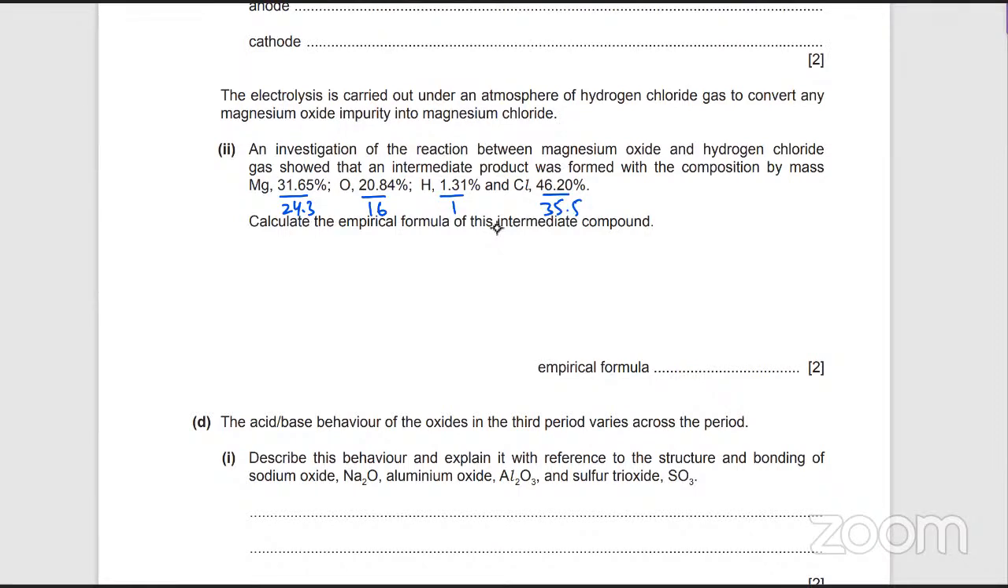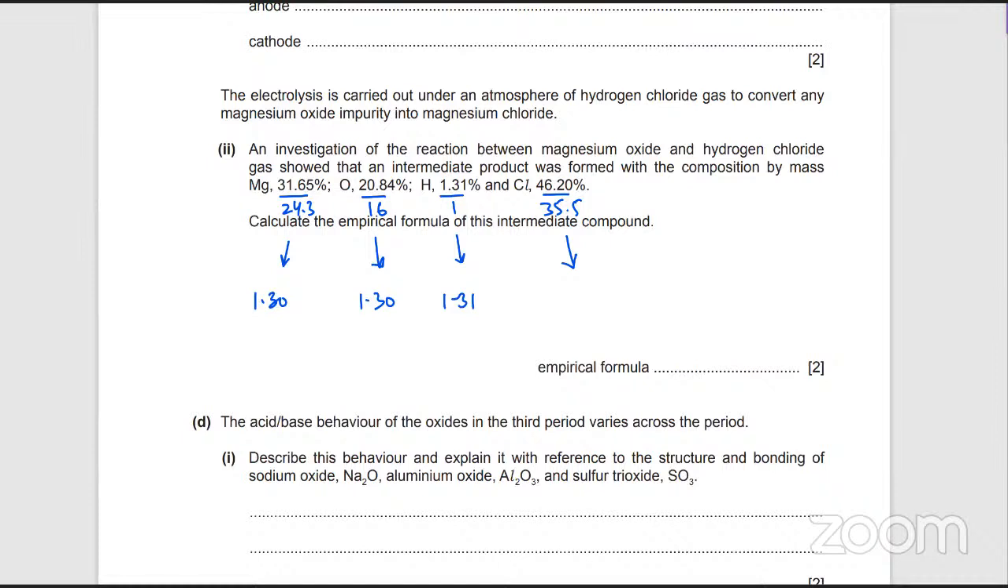By the way, let me quickly tell you that sometimes you get stuck with the ratio in the empirical formula. So what do you get for this? What is the first part? 31.65 divided by 24.3. 1.30, sir. Okay, that's 1.30. What's this one? 20.84 divided by 16. Also 1.30, sir. So this is 1.31, which is approximately the same.